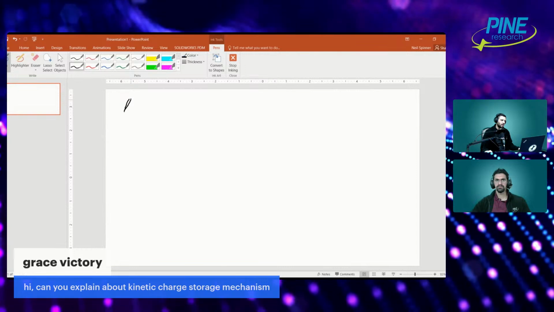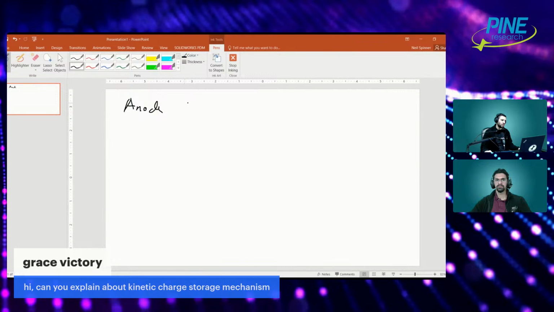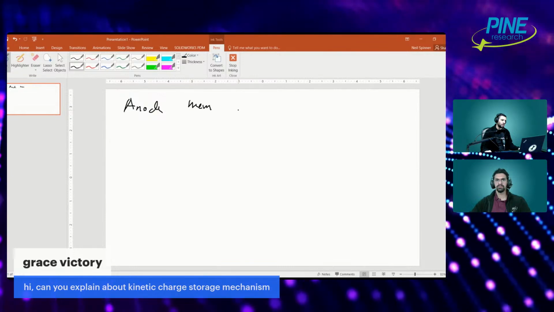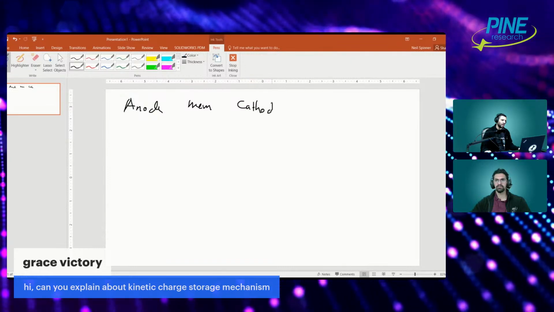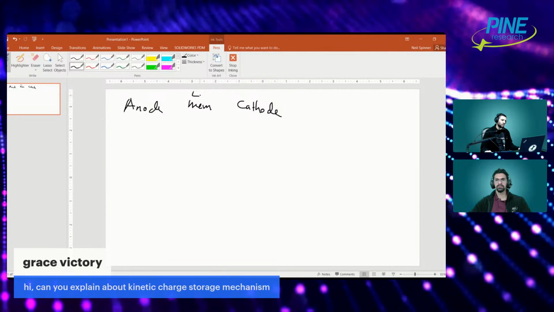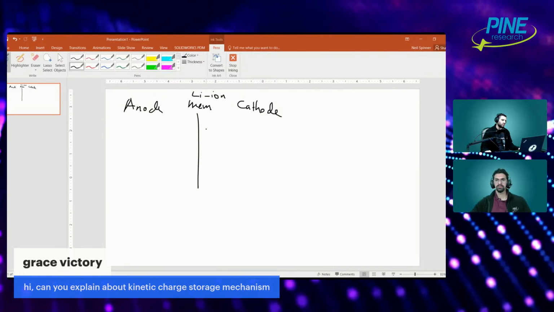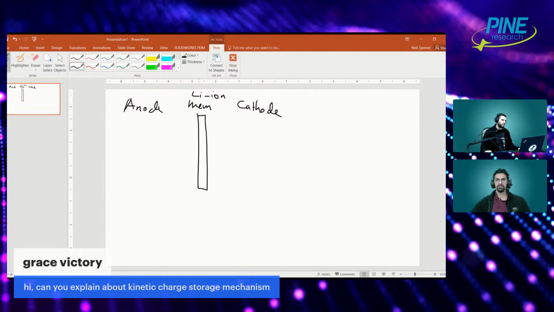But basically what you have is a battery. So you have an anode, you have a membrane or a separator, and then you have a cathode. Basically the charging of the battery involves, this is for lithium ion, so we have a membrane, we have a separator, we have lithium.